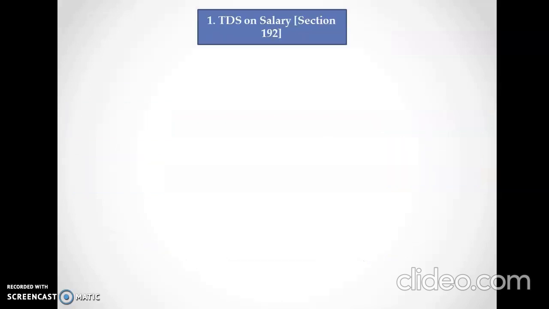Fine. Now, this is the most important topic of TDS. From here onward, I am going to discuss various types of incomes on which TDS is deducted. So first is TDS on salary, and it is covered under Section 192. So who is the eligible deductor? All kinds of employers who are paying salary.